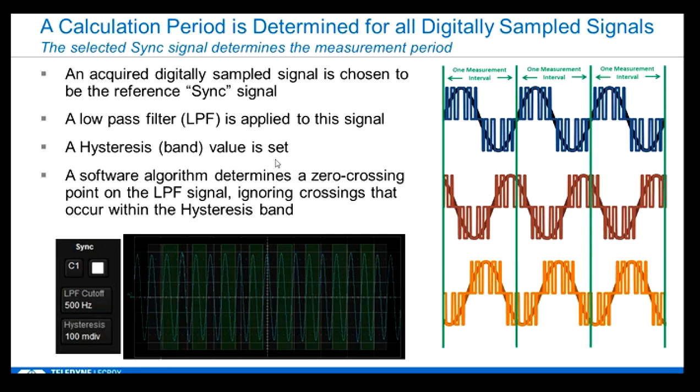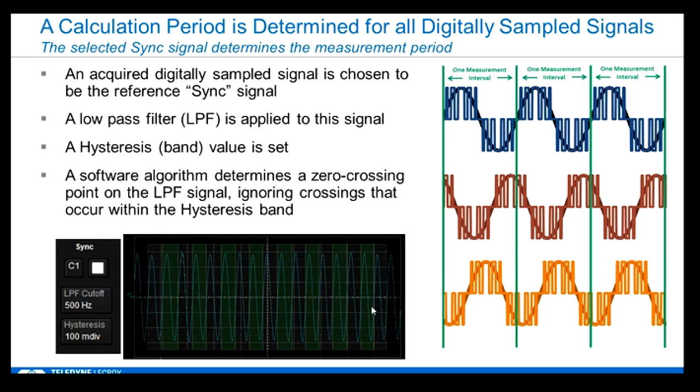Once we do that, we have to find something else out. Once we know all those sample points, we also have to group those sample points into measurement intervals. We need to know which period is period 1, which period is period 2, which period is period 3, so we can make calculations over just that period. I can't make a power calculation over 1.5 periods. It'll be incorrect. I have to restrict it to a period. So we choose one signal of many that we're trying to measure in a three-phase or single-phase system, and we use that as what we call our sync signal, and we detect the zero crossing.